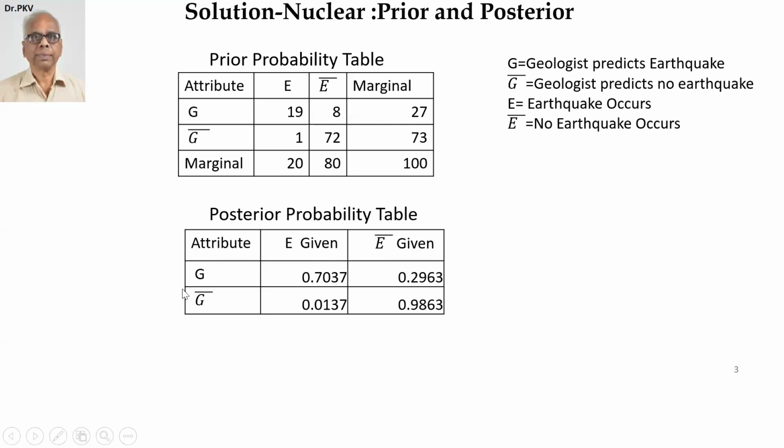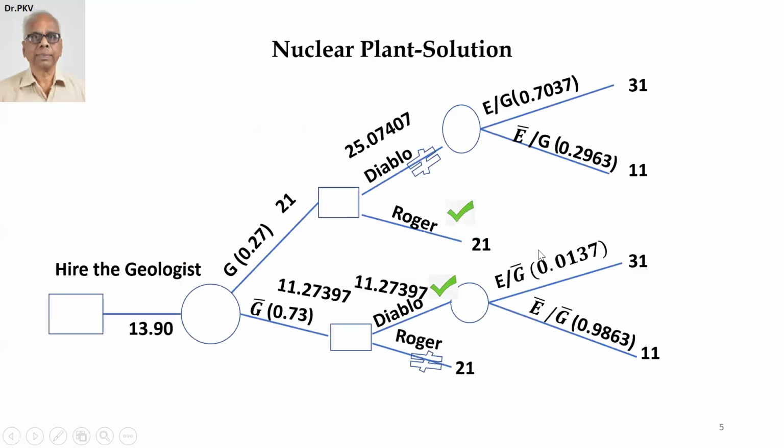So, E given G, E bar given G. E given G is this, E bar given G is this. Then I have here E given G bar, E bar given G bar. And these probabilities, my dear friends, I'm plotting it here.